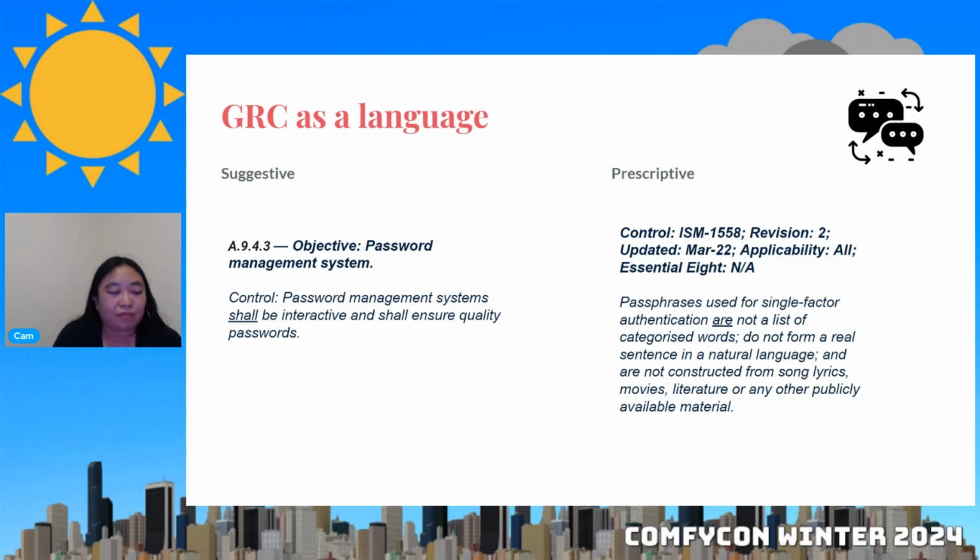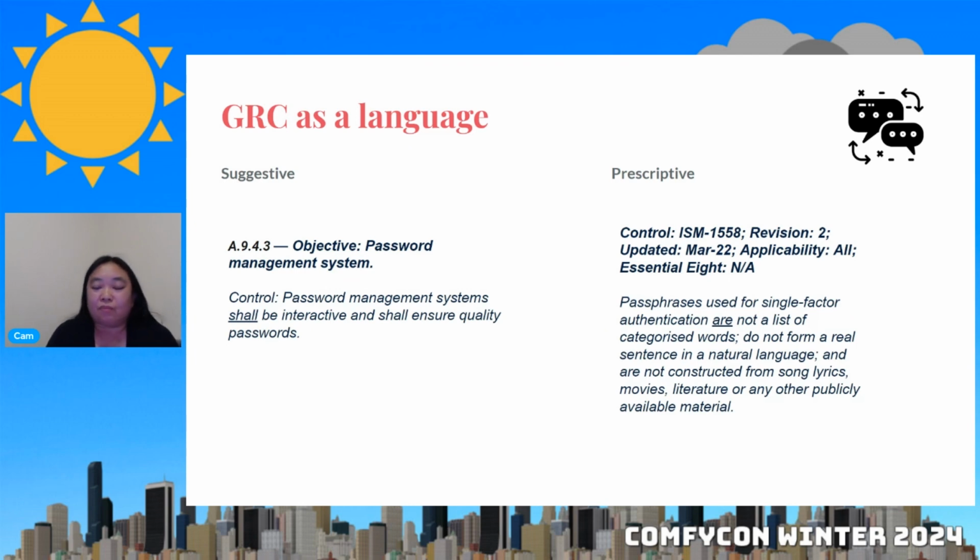They're both talking about passwords. On the left, password management systems shall be interactive and shall ensure quality passwords. You'll notice this language is quite suggestive. It doesn't tell you exactly how you implement it, but gives you a broad topic area or focus area to go and improve your security. You do have more prescriptive controls like the ISM, which tell you how you should do it. Passphrases used for single-factor authentication are not a list of categorized words, don't form a real sentence, and are not made of song lyrics, movies, literature, or any other publicly available material.